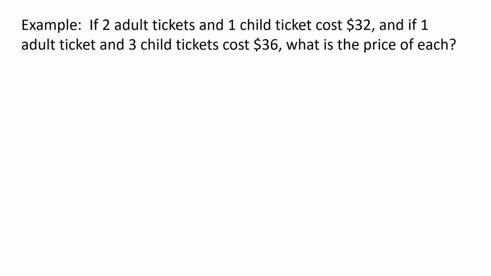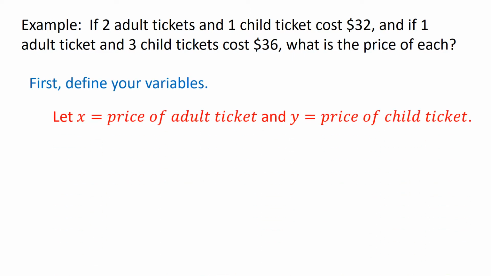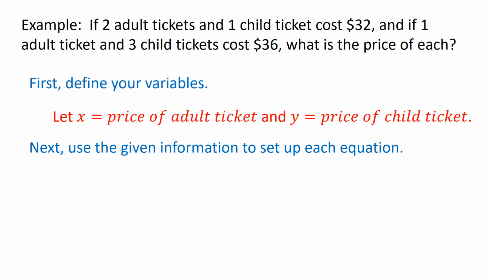So first we're going to define our variables. We're going to let x equal the price of an adult ticket and y equal the price of a child ticket. And then we're going to use the things that we're given. So 2 adult tickets and 1 child ticket cost $32, so 2x plus y is 32. 1 adult ticket and 3 child tickets cost $36, so x plus 3y is 36.